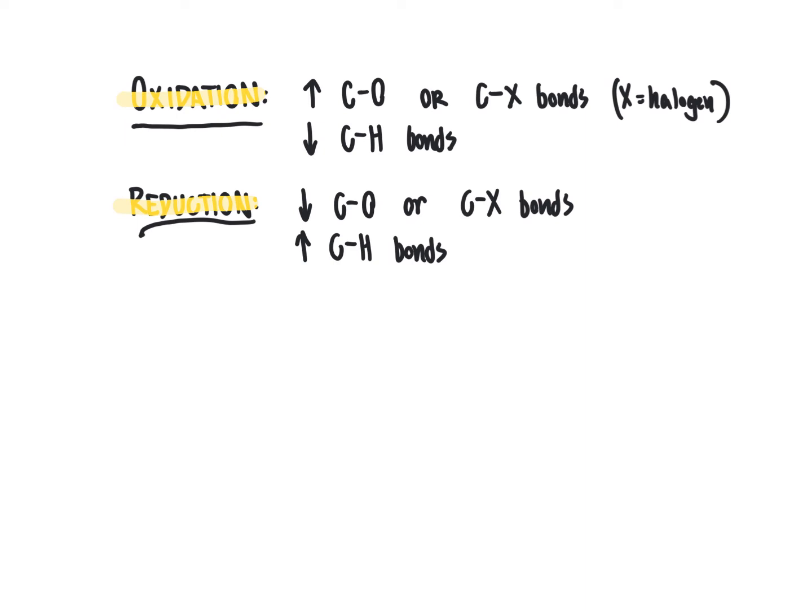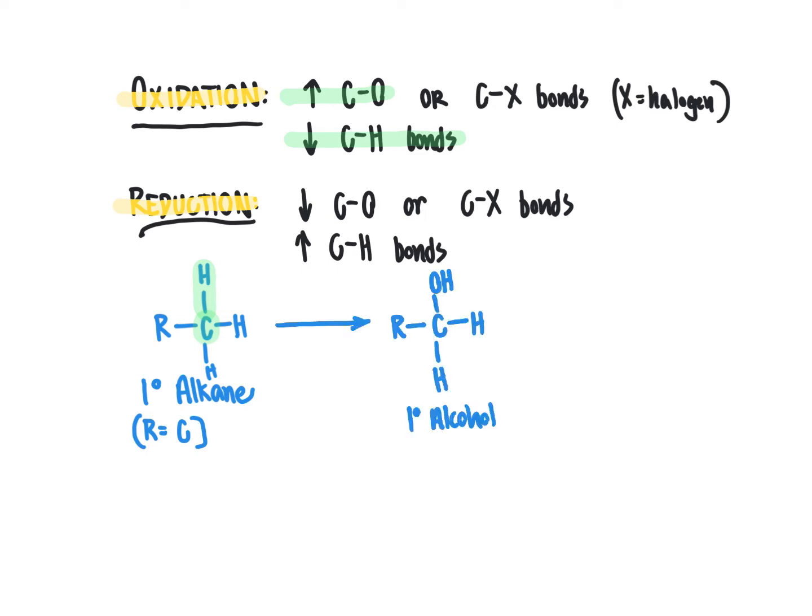So we can apply these terms of oxidation and reduction to the typical types of organic molecules that we'll be looking at in the next couple of units. Namely, if we start with an alkane that has a primary carbon atom as the carbon that we're focusing on, we would say that that carbon has become oxidized if we replace one of the carbon-hydrogen bonds with a carbon-oxygen bond, because that corresponds to both decreasing the number of carbon-hydrogen bonds and increasing the number of carbon-oxygen bonds. When we replace that carbon-hydrogen bond with a carbon-oxygen bond, we end up converting our primary carbon that was oxidized into a primary alcohol.